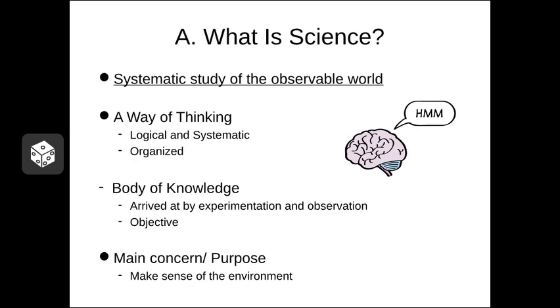Science also represents a body of knowledge. You're going to begin learning this body of knowledge in this class. And the knowledge that we get from scientific pursuits are based on experimentation and observation. The knowledge that we gain from science, we say, is objective for that reason. Now, why do we perform science? Why think scientifically? Well, as with many schools of thought, the main purpose of science is to try and make sense of our environment. We're trying to figure out what is true and what is not true and make that all make sense.